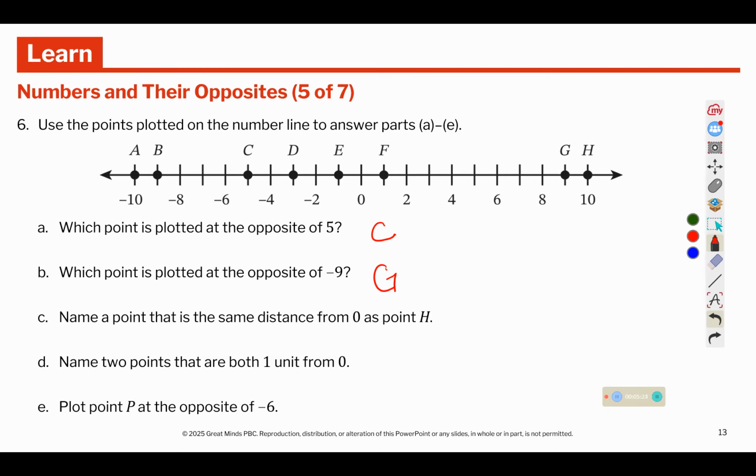Name a point that is the same distance from 0 as point H. Well, H is 10 away from 0, so I need to go 10 away from 0 as well, which is point A. Name 2 points that are both 1 unit from 0. F is 1 away, and E is 1 away in the opposite direction. Plot point P at the opposite of -6. Well, the opposite of -6 is +6, so we're going to place point P here. We want to put our dot where the lines cross.